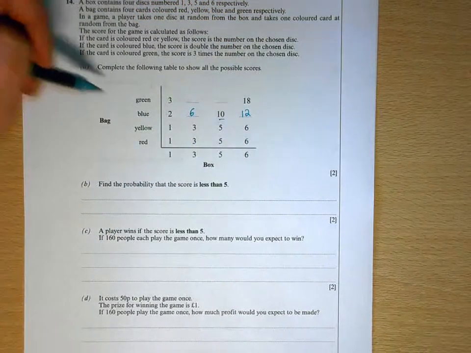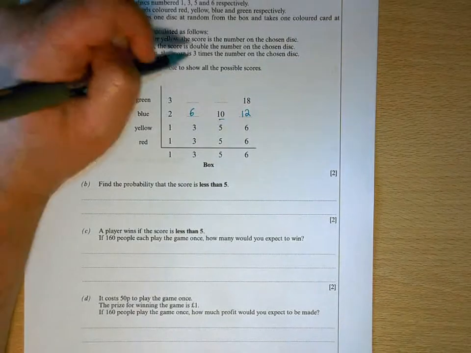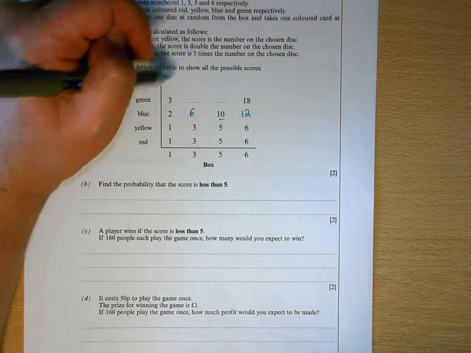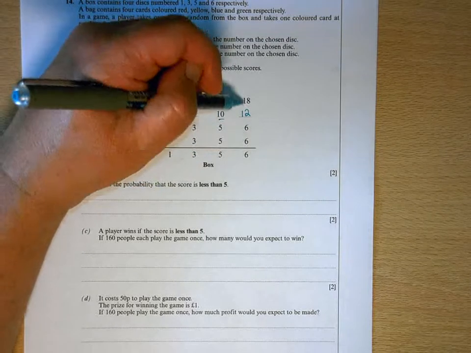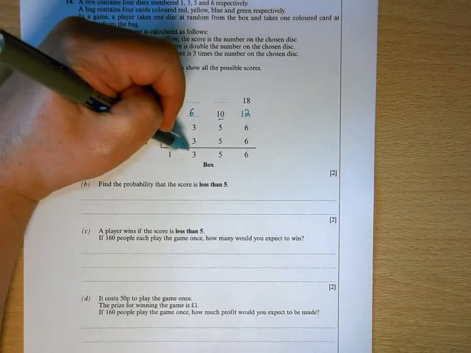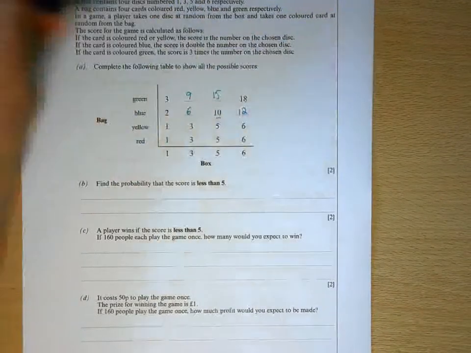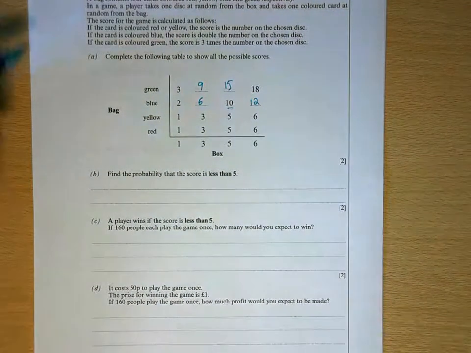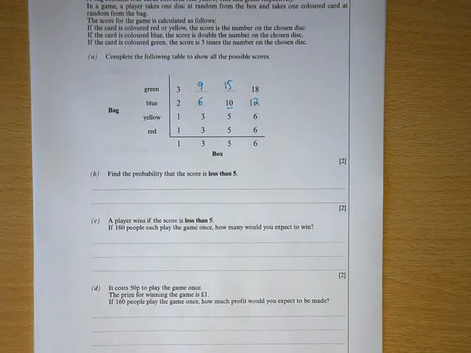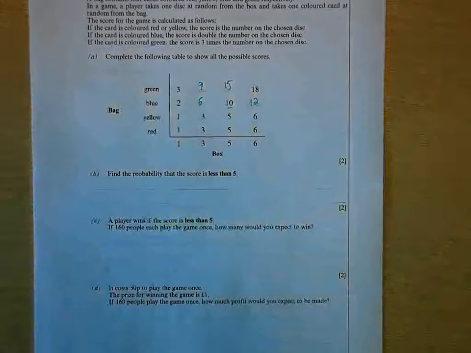If the card is coloured green, the score is 3 times the number. So that one there, 3 6s are 18. So this is going to be 3 3s are 9, 3 5s are 15. So that's the table.